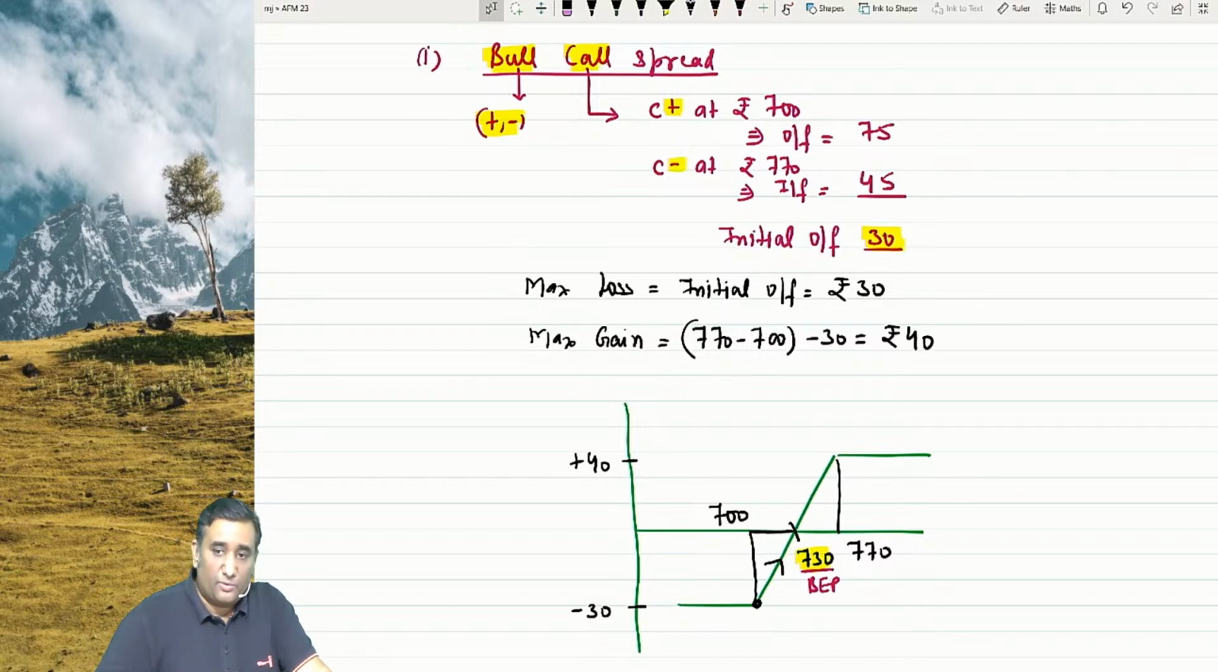Same data. Second, you have to create what? Bear put spread. Try on your own.